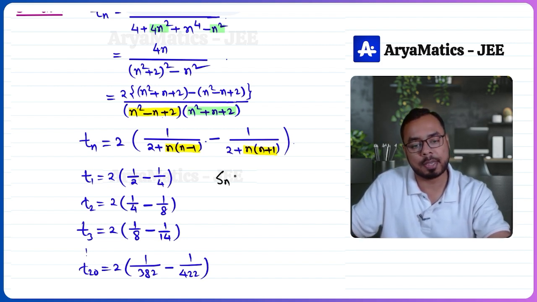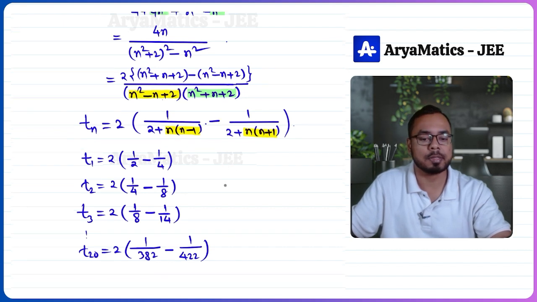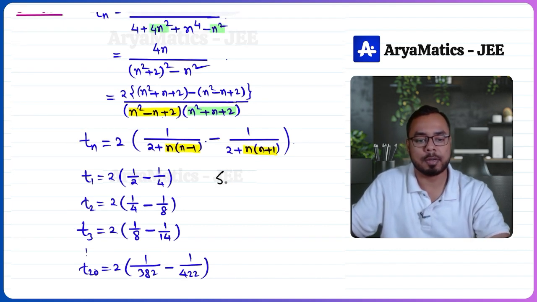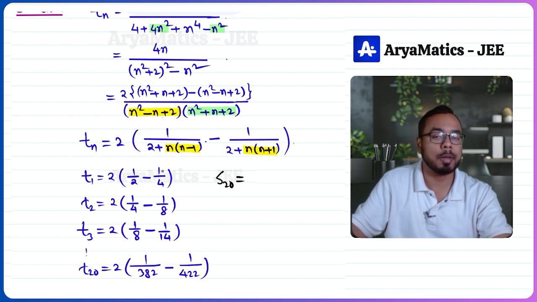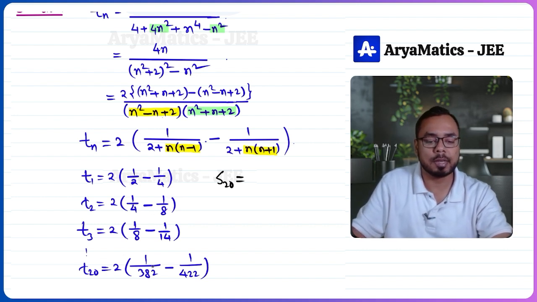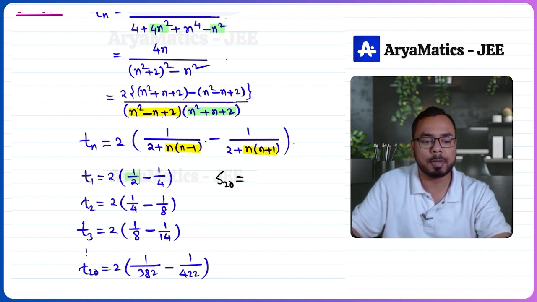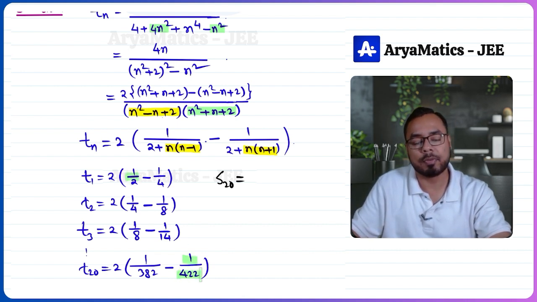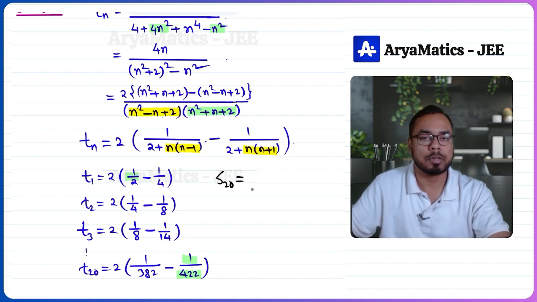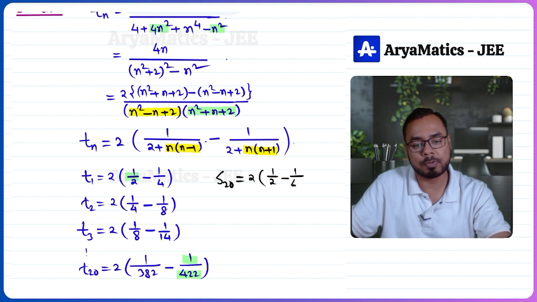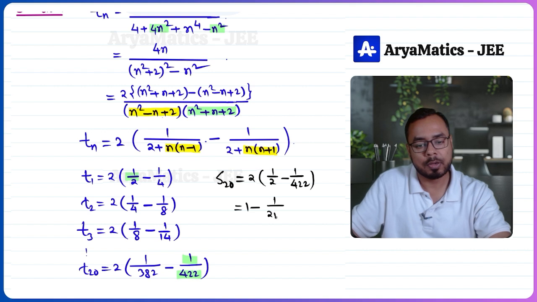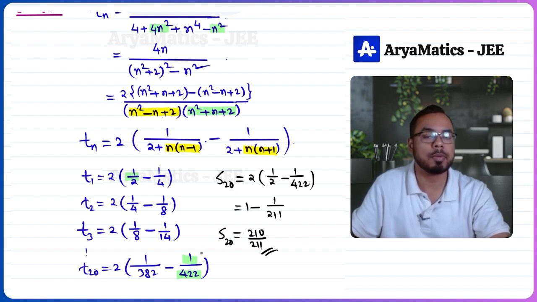Now if I calculate Sn, or rather S20, the sum of all these 20 terms, the 1 by 4 will cancel, 1 by 8 will also cancel. Everything will cancel except this 1 by 2 from the first term and 1 by 422 from the last term. So the sum of these 20 terms will be twice of 1 by 2 minus 1 by 422. This will become 1 minus 1 by 211, so this will be 210 divided by 211. This is the sum of 20 terms.